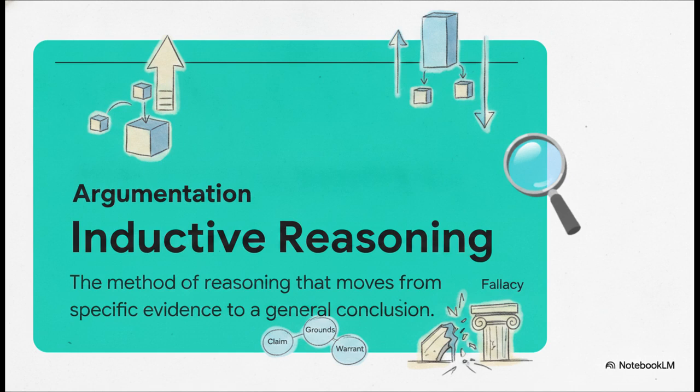Then there's argumentation, which appeals strictly to reason. To build a rock-solid case here, you might use inductive reasoning, which means moving from specific evidence to a general conclusion. But you have to beware of structural flaws. You must actively avoid logical fallacies. Those are manipulative statements that might look like valid arguments, but are actually logically weak.